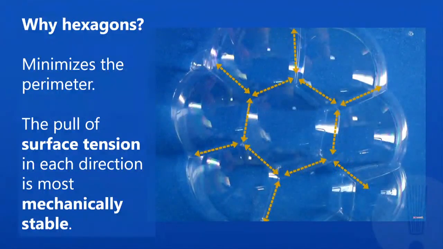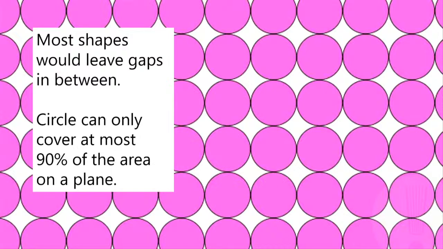So why hexagons? Well, again, minimizing the perimeter. The pull of surface tension in each direction is most mechanically stable in these sorts of repeating patterns when we're using 120 degrees. So most shapes would leave gaps in between. So when it comes to organizing, finding a shape that's going to maximize the use of space, if we started with circles, like with the first bubble, that would leave gaps in between each shape. At most, the circles can only cover about 90% of the area on a plane.